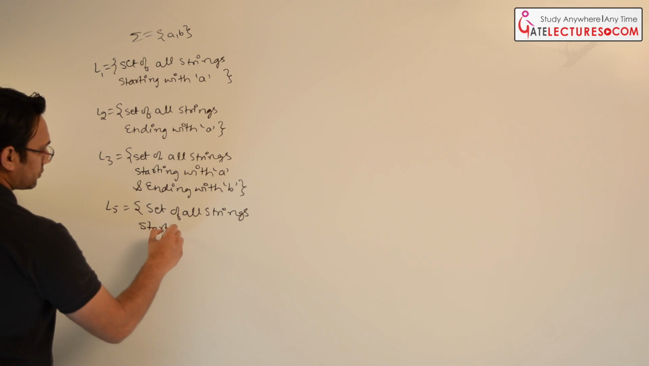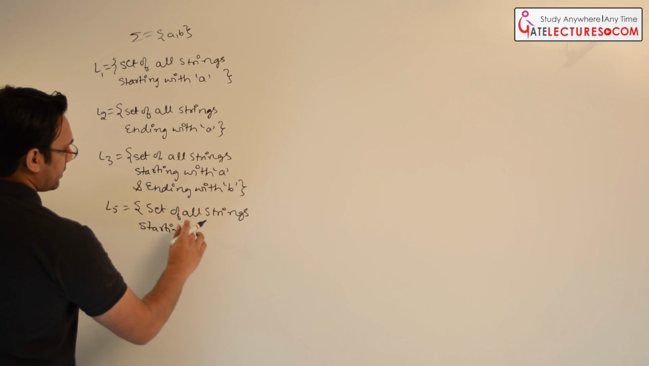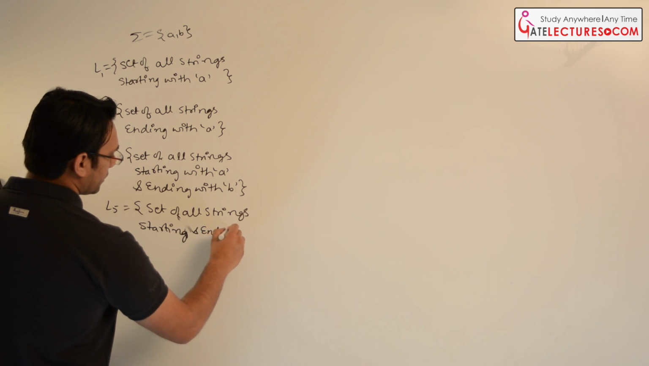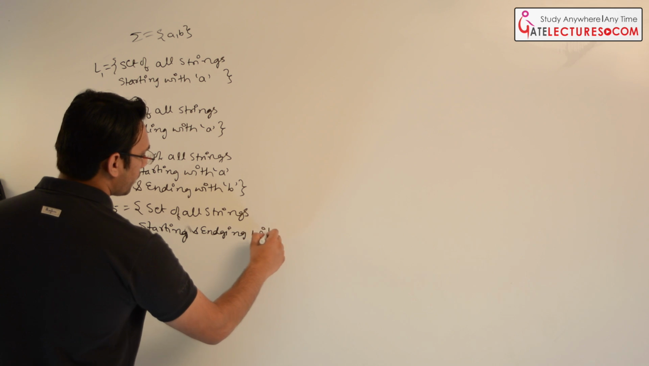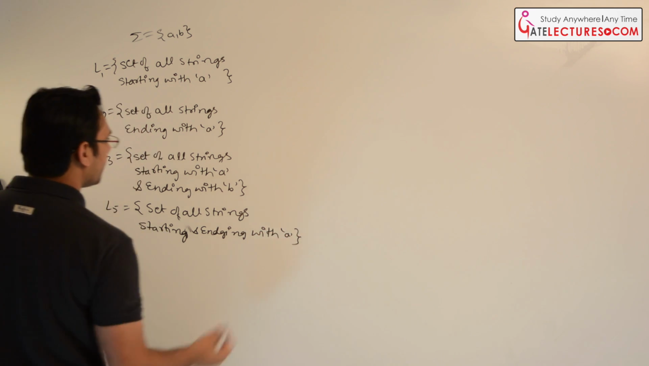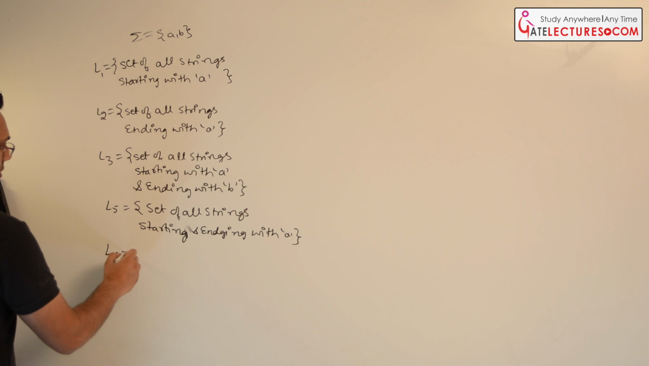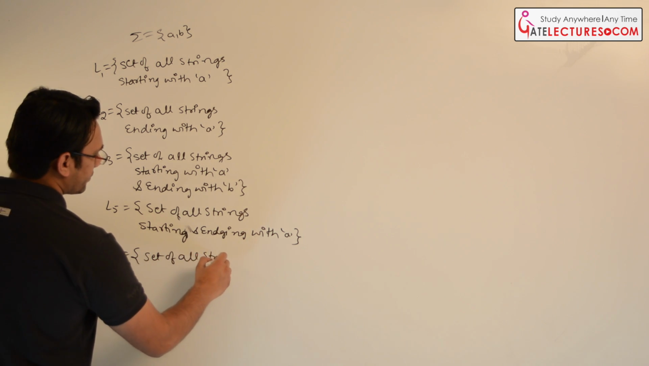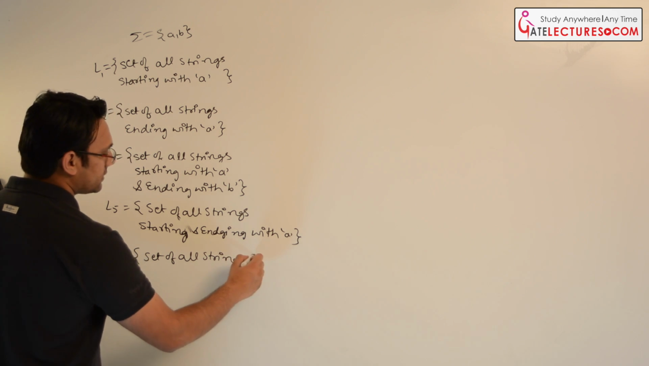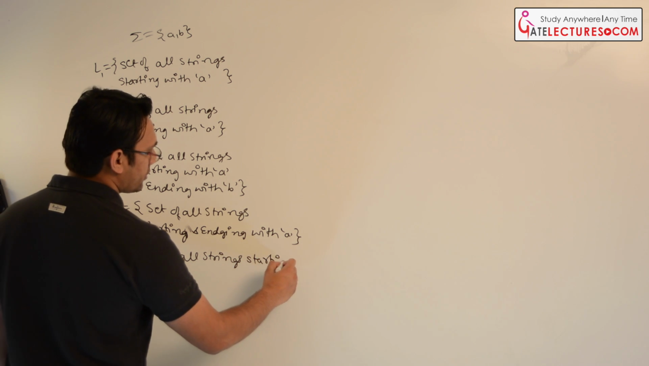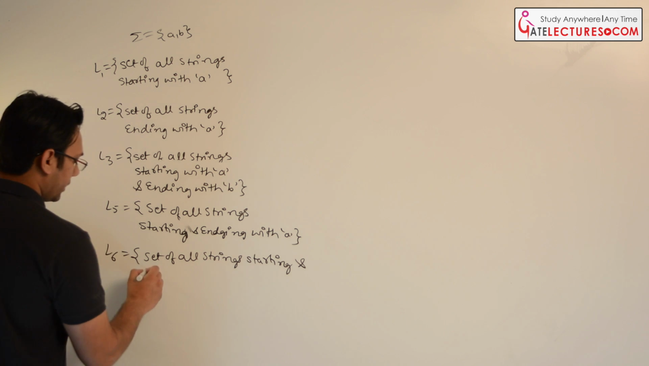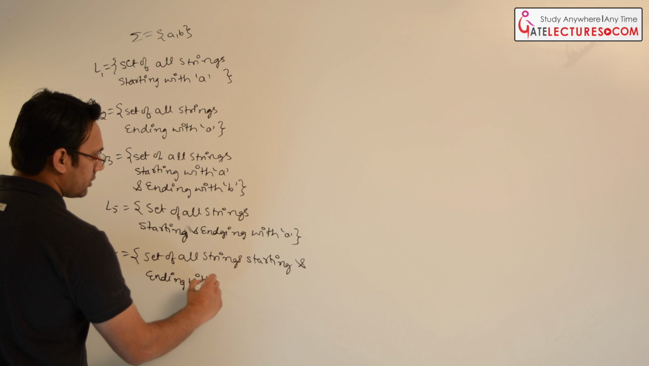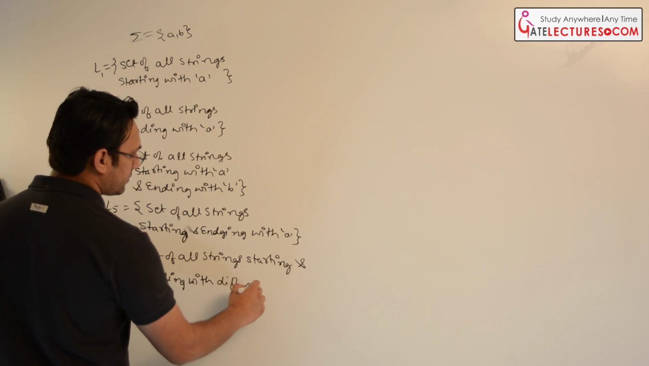starting and ending with A. Then we'll make finite automata for the set of all strings starting and ending with different alphabets.